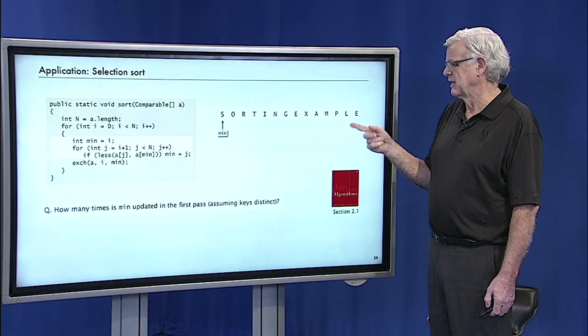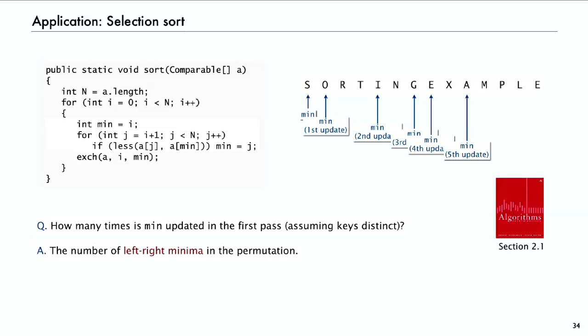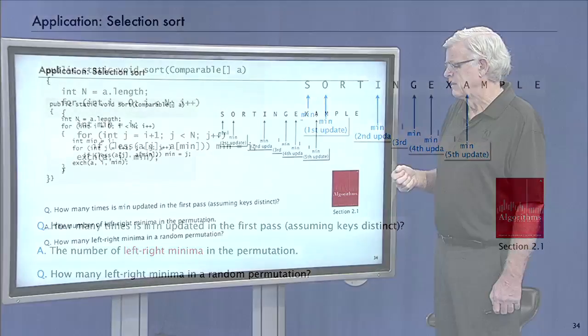In this example, we start out thinking that S is the minimum, O is less, so we update it. R and T are bigger, but I is less, so we update it again. G, E, and finally A is the fifth update. So for this permutation, min is updated 5 times in the first pass. This quantity is called the number of left to right minima in the permutation. That's what we want to analyze first. So that's our question: how many left to right minima are there in a random permutation?